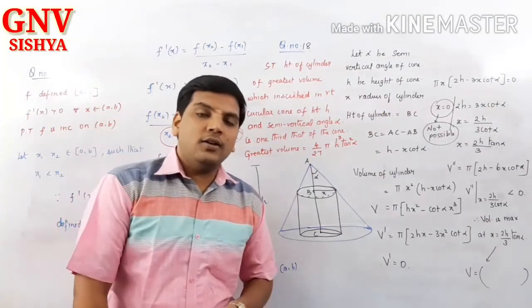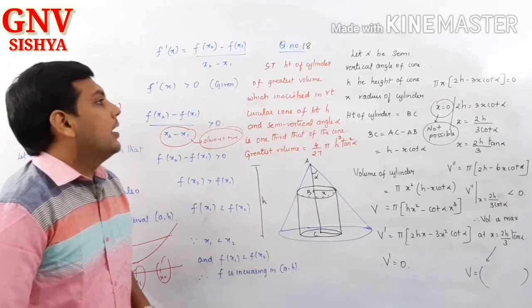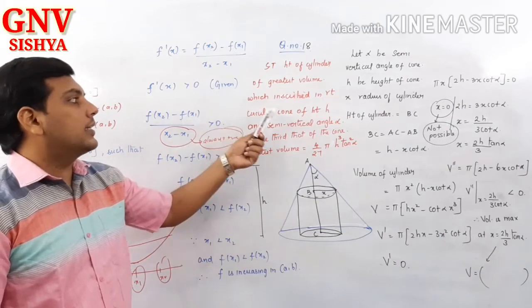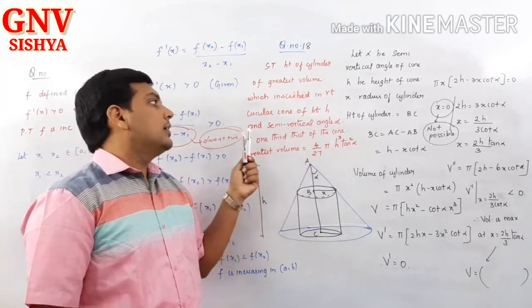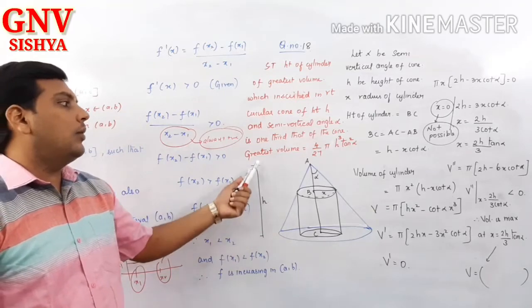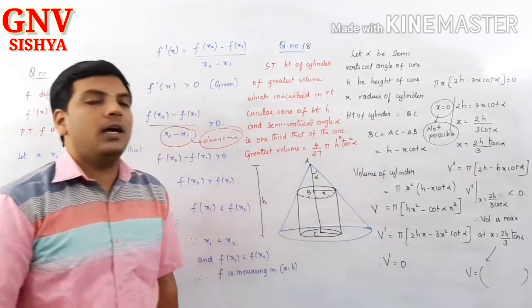Question number 17, I think I have already given you as homework. Now let me go to question number 18. Show that the height of the cylinder of greatest volume which is inscribed in a right circular cone of height h and semi-vertical angle alpha is 1/3 that of the cone, and the greatest volume of the cylinder is 4 by 27 pi h cube tan square alpha.